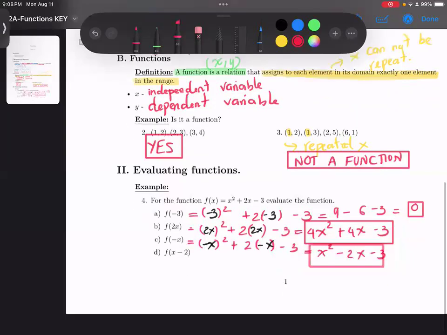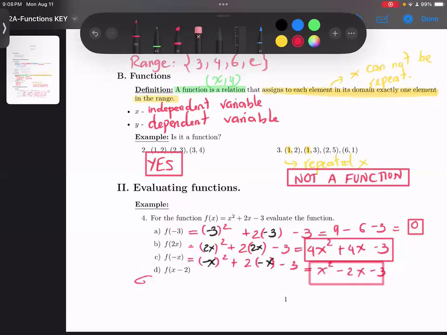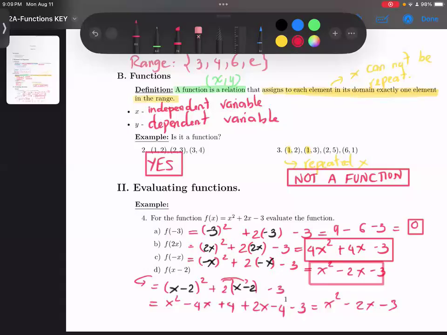And last one, I'll go down here. Replace x with x minus 2. This time you make the parentheses a little bit fatter. (x - 2), (x - 2). (x - 2) quantity squared, you can write it out twice: (x - 2) times (x - 2). So that gives me x squared minus 4x plus 4. Distribute the 2, so plus 2x minus 4 minus 3. Let's combine some terms. I have x squared minus 2x minus 3. And that'll be my answer.